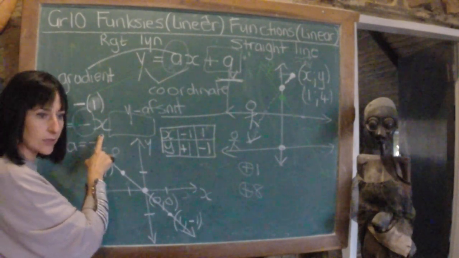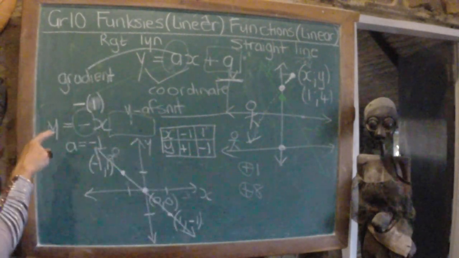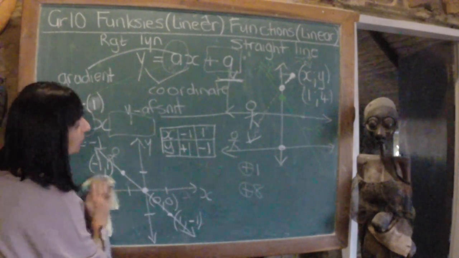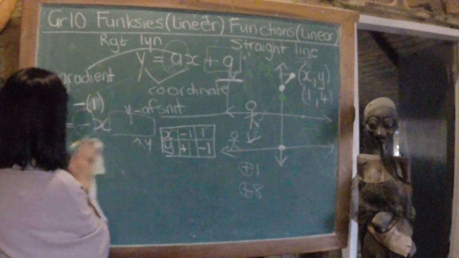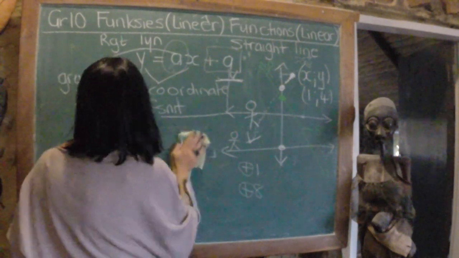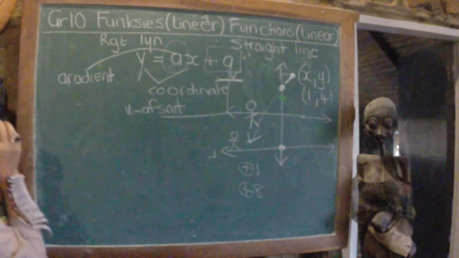Okay, het julle dit graad 10? Nou gaan juffrou nog tweetjies vir julle wys and then you're going to exercise these straight line functions with a Q value of 0. Ek gaan nog vir julle tweetjies wys en dan gaan julle vir juffrou dit self oefen waar julle Q-waardes gelyk is aan 0.